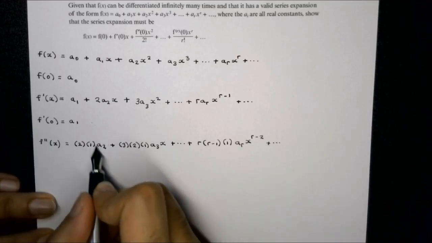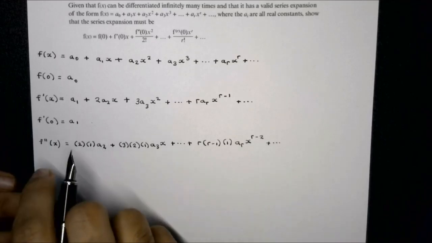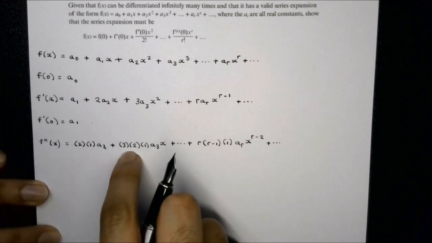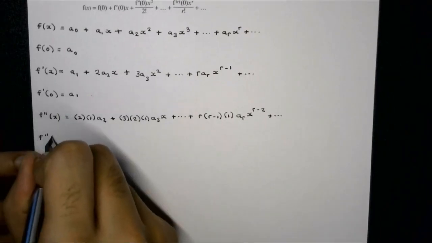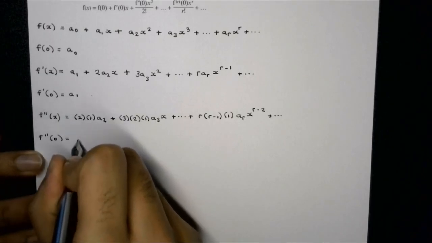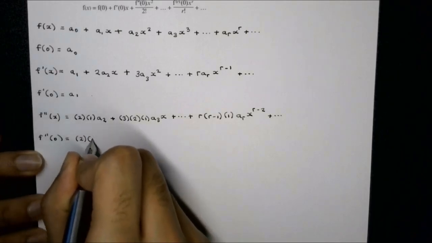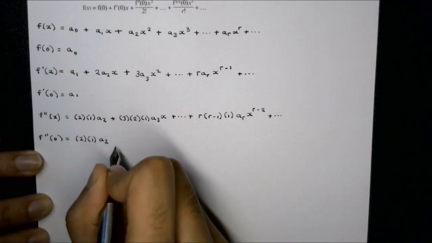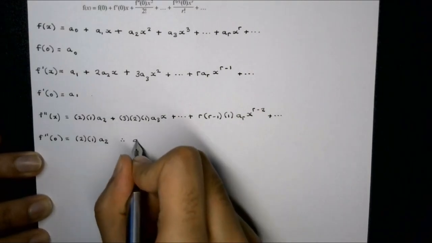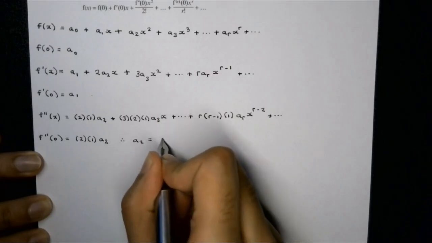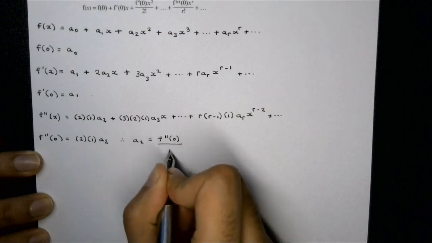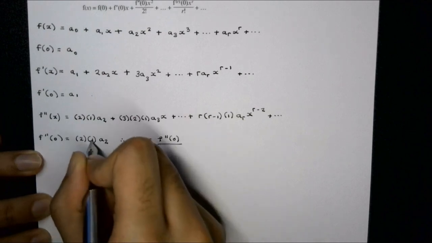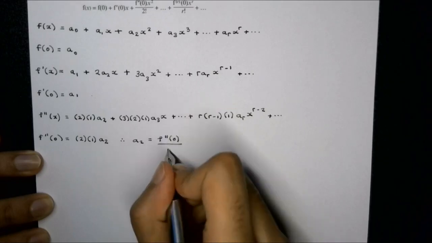And for us to find out what a2 is, again we can set x equal to 0, which will eliminate all these terms here. So f double dash of 0, that's equal to 2, lots of 1, lots of a2, and therefore a2 is equal to f double dash at x equals 0 divided by 2 times by 1. Okay?